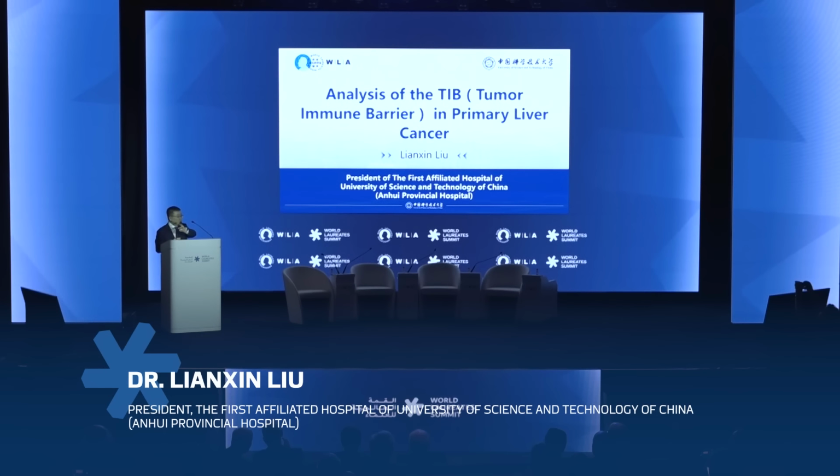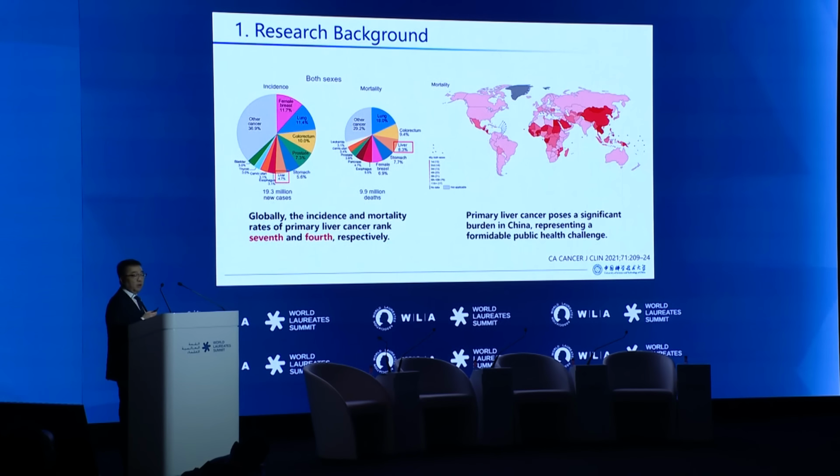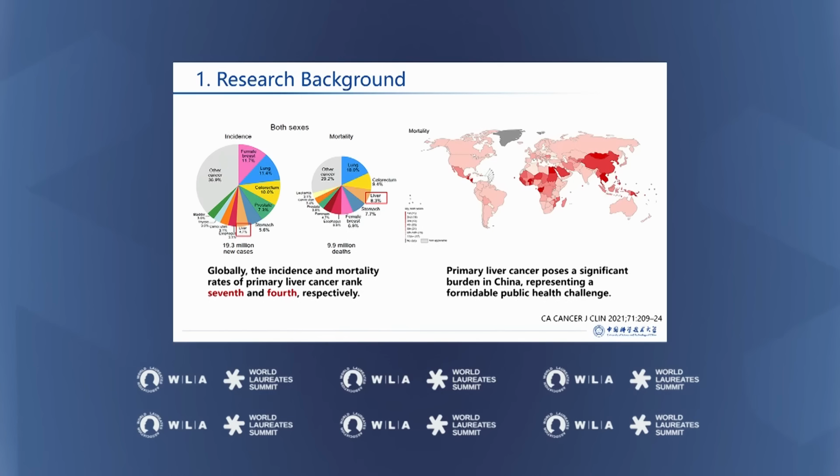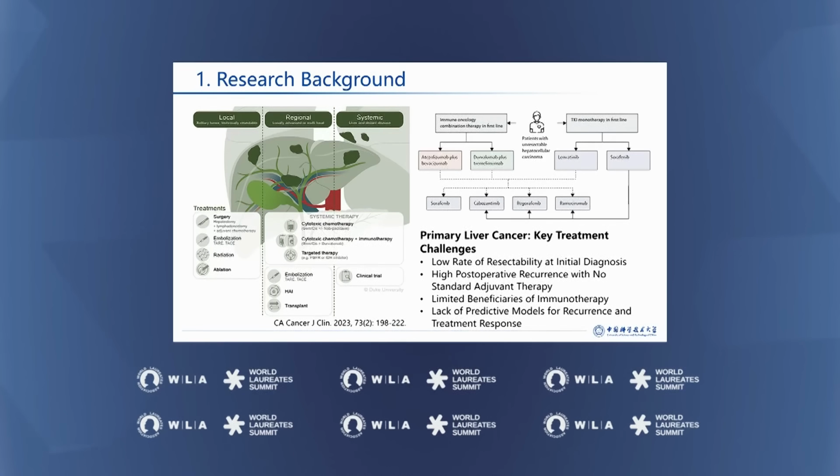Dear colleagues, as a surgeon, today's topic is analysis of the tumor immunobarrier in primary liver cancer. In this case, it's primary liver cancers, mainly hepatocellular carcinoma. As we all know, the incidence and mortality rates of primary liver cancer rank 7th and 4th, respectively, but it's the 2nd and the 4th in mainland China. And for primary liver cancer, there are 4 treatment challenges.